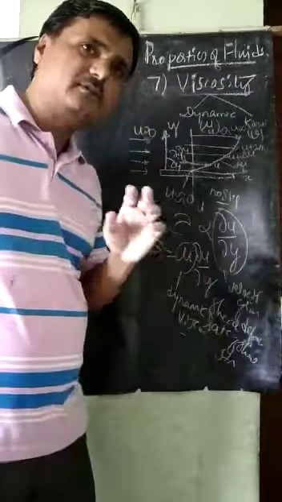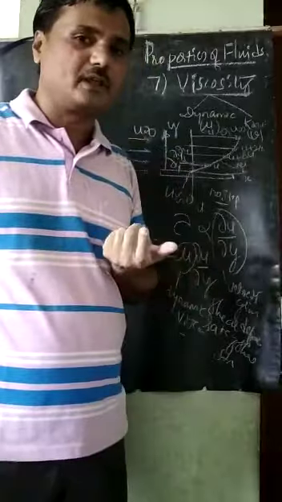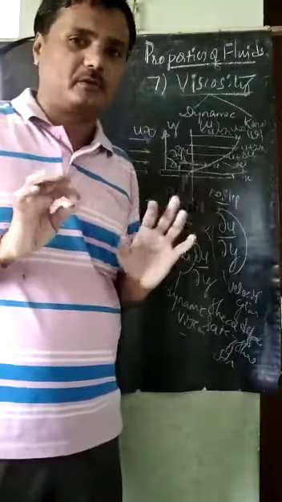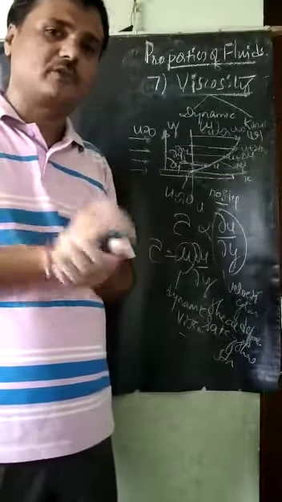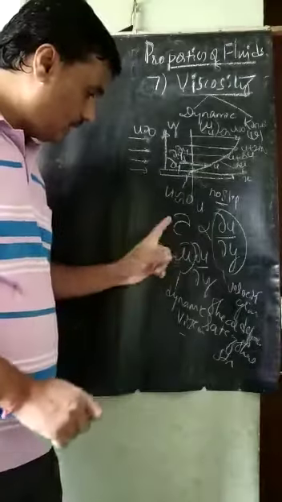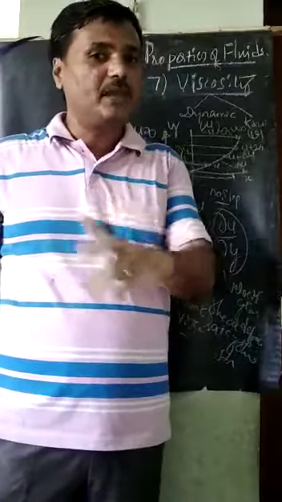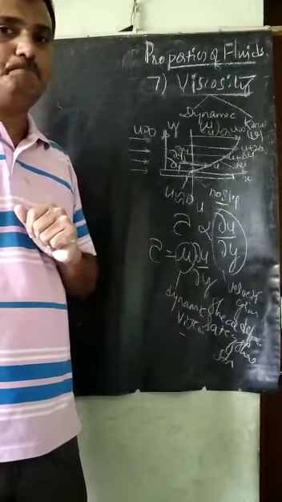Or sometimes it is also called the viscosity coefficient or coefficient of viscosity. Sometimes it will be called only viscosity. If we call it only viscosity, it means dynamic viscosity. So this dynamic viscosity constant comes from experiments. That is called the viscosity here.